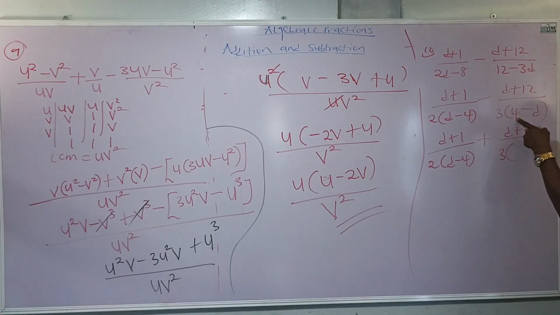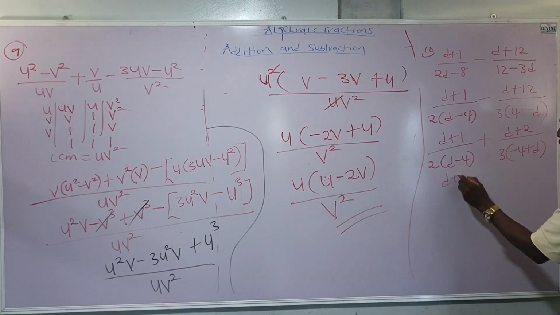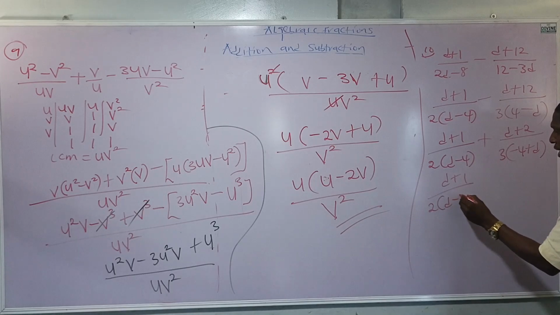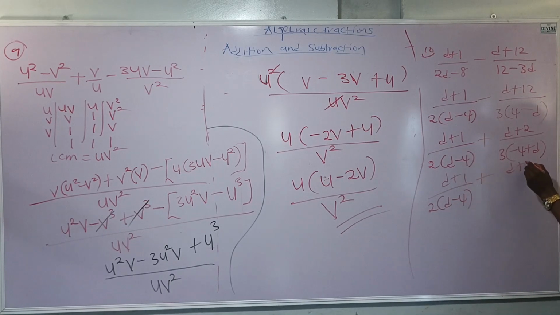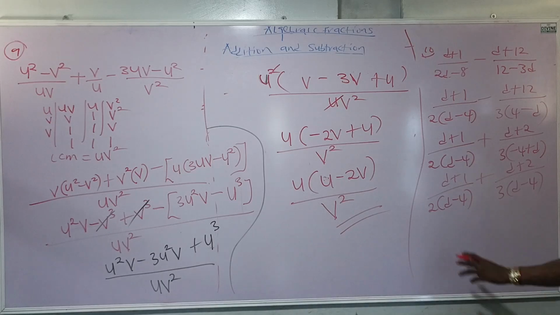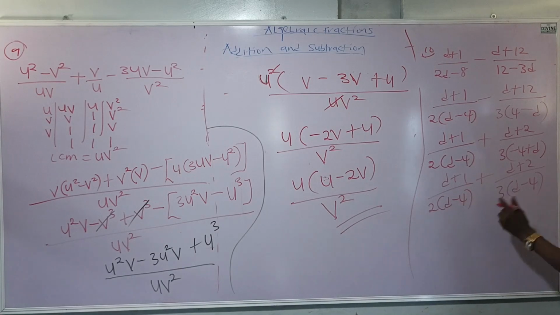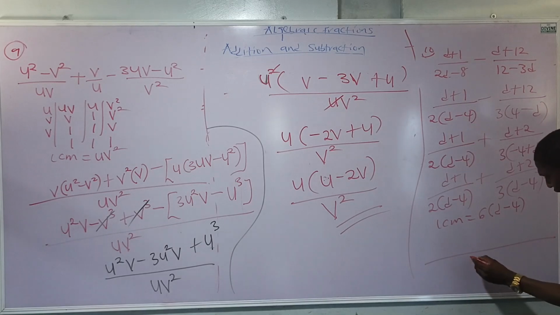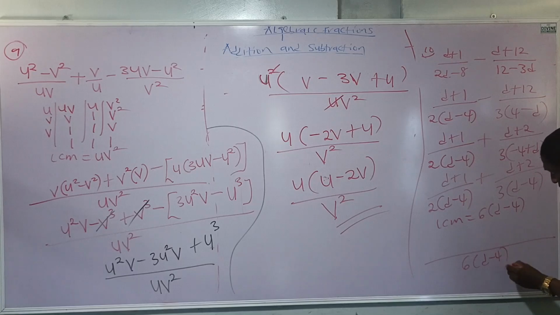So I'll simply have d plus 1 all over 2 bracket d minus 4, minus, if I change this minus to plus, I can leave here the way it is. I can have here negative 4 plus d. And I'll have d plus 1 all over 2 bracket d minus 4 plus d plus 2 all over 3 brackets. Rearranging this gives me d minus 4. So we can see that our LCM will be equal to 6 bracket d minus 4.